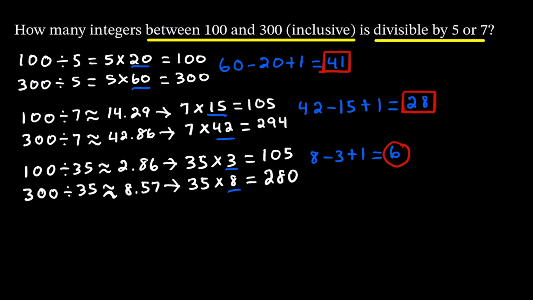Now what we need to do is calculate. We have 41 multiples of 5 plus 28 multiples of 7, and we subtract 6 multiples of 35. The reason why we have to do that is because we cannot count any numbers twice. That's double counting or overlapping. So we've just answered the question: how many integers between 100 and 300 inclusive are divisible by 5 or 7? And our answer is 63.